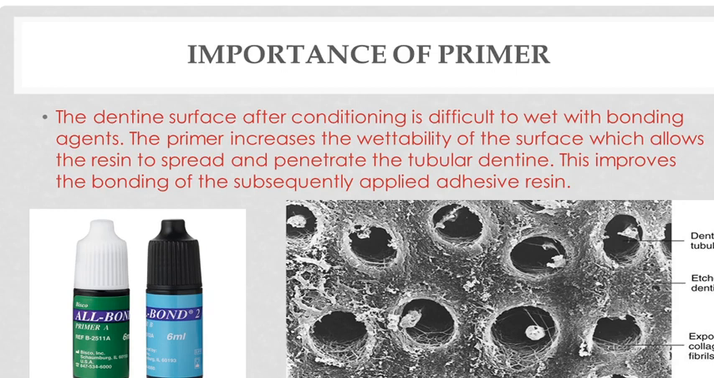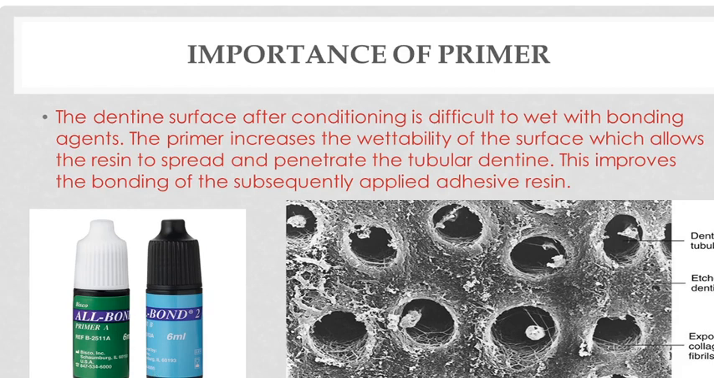The importance of primer. Okay, so we use this primer. What is a primer? The dentin surface after conditioning is difficult to wet with bonding agent. So the primer increases the wettability of the surface, which allows the resin to spread and penetrate the tubular dentine. Can you look here under the microscope?